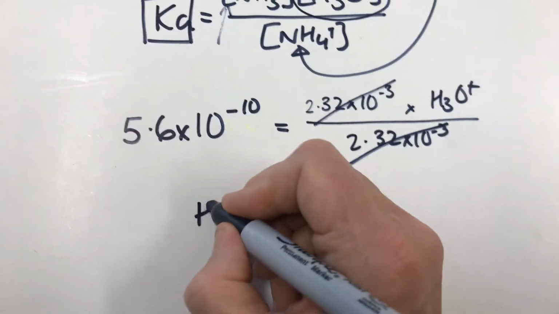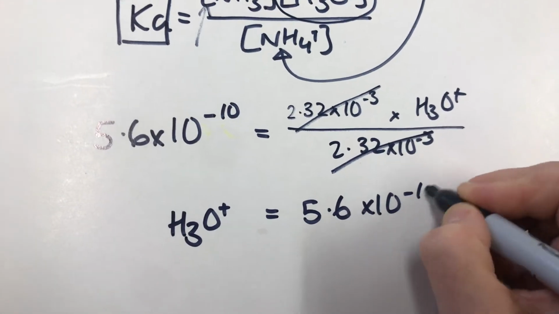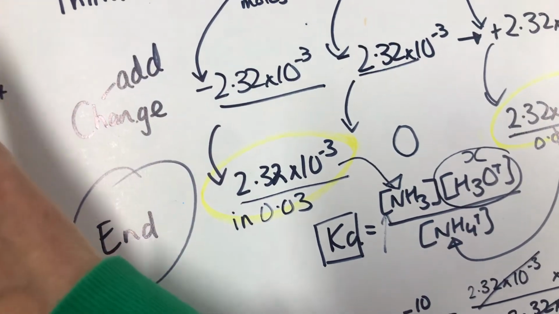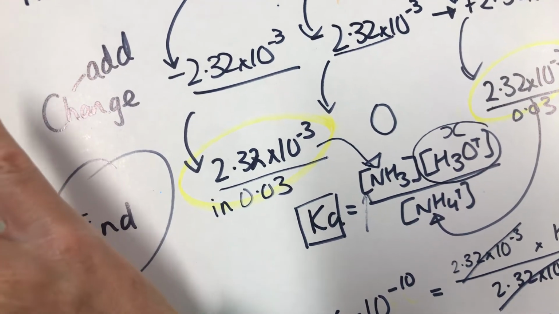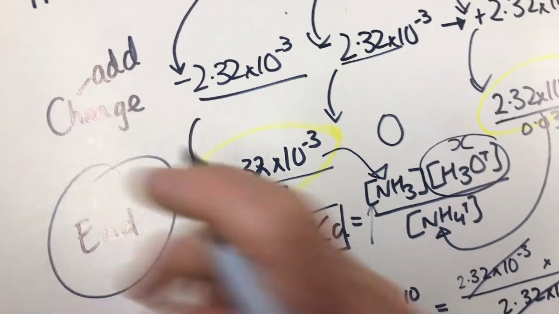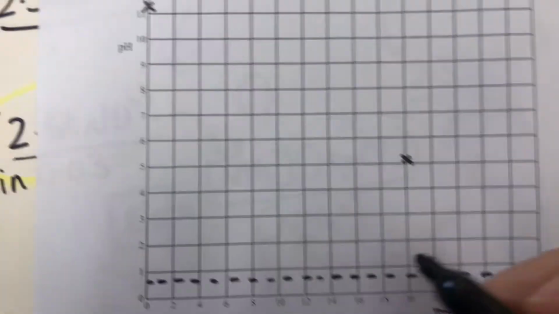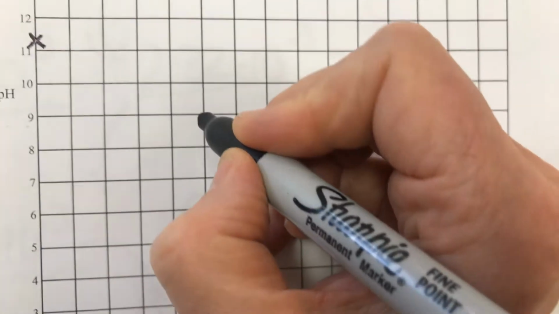So now I've got that the concentration of H3O+ equals 5.6 times 10 to the minus 10, and I can just negative log that. I'm just doing that now. Oops, negative log. And that gives me 9.25. That's my pH, so let's come to here. Okay, so half of my equivalence is 10 and 9.25, so that is about there. So that's my fourth point.